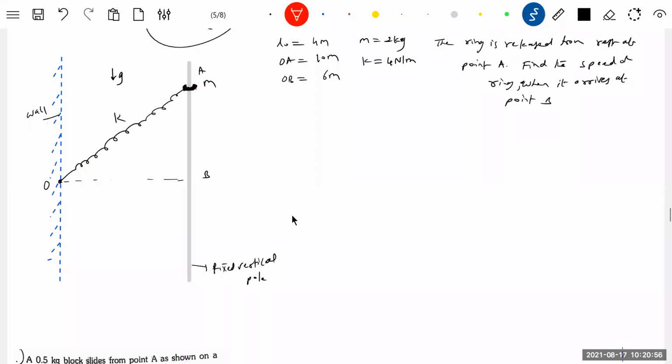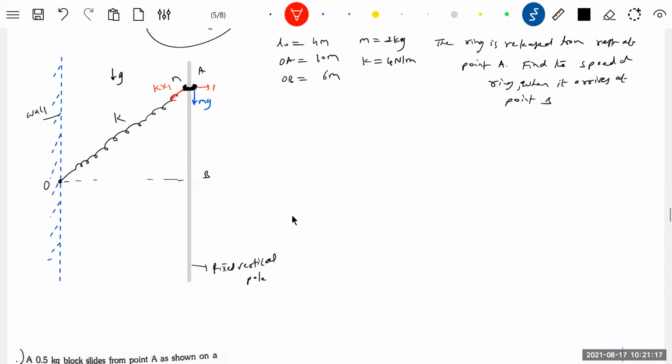Now let's go for the forces acting. Spring force kx1, the weight of the ring mg. Under the action of these two, of course, a normal reaction will act here. How should the normal reaction act? The normal reaction should act in this direction.